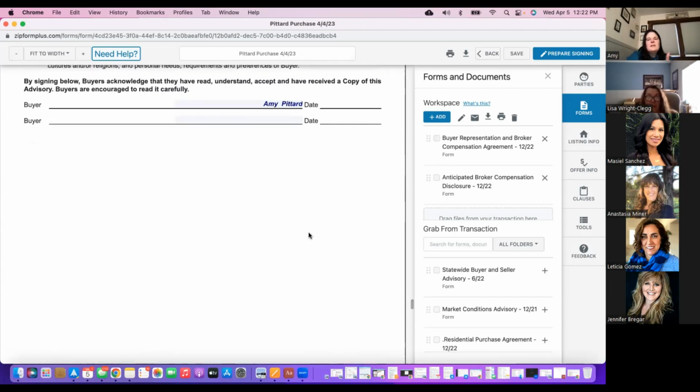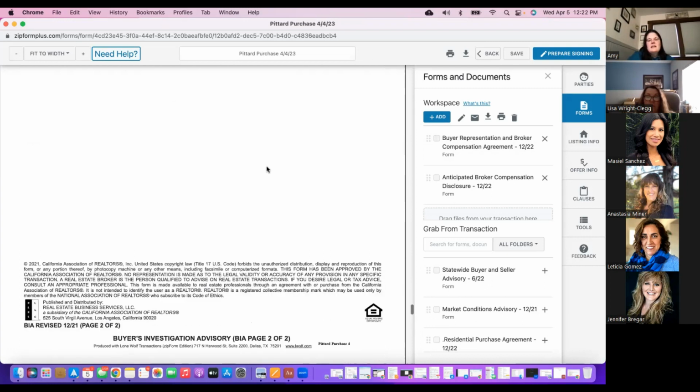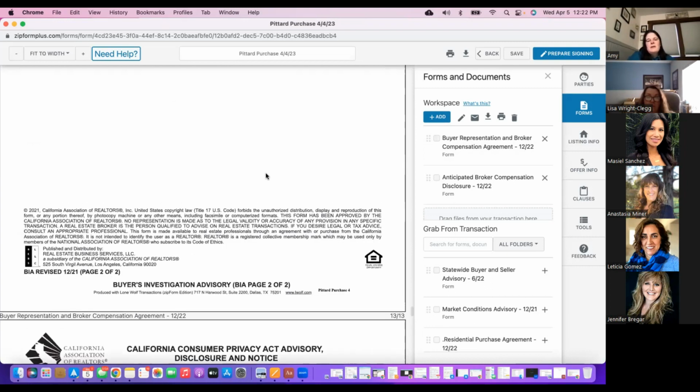Fabulous. These are also included as just part of the buyer representation and compensation agreement. So you open up this form, all these forms are included.